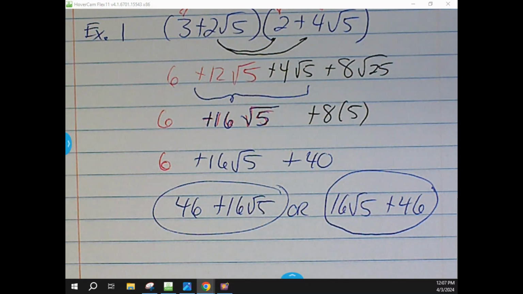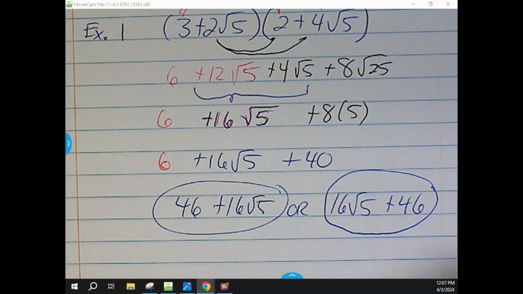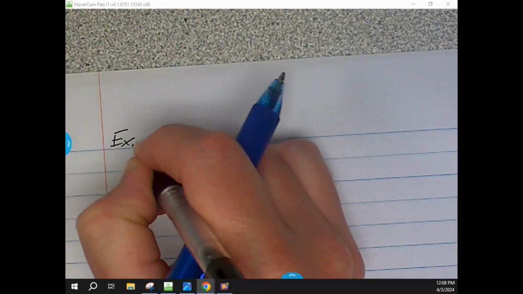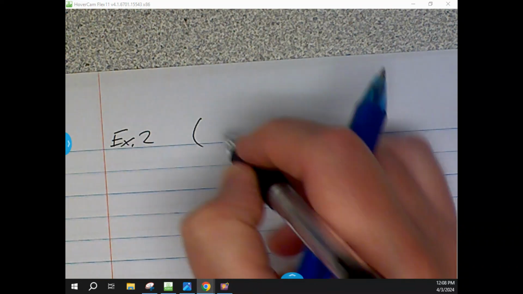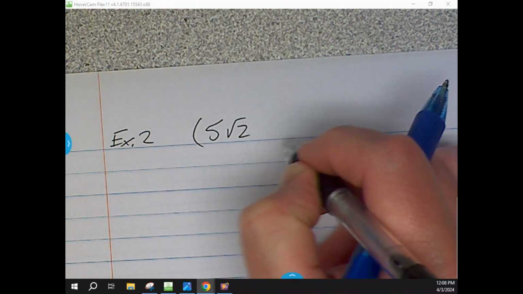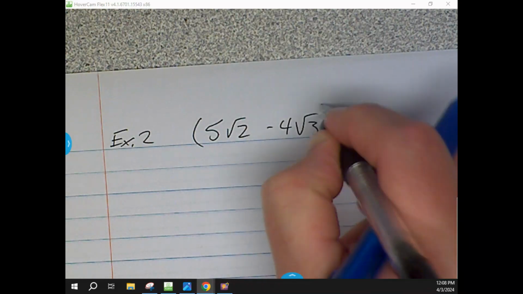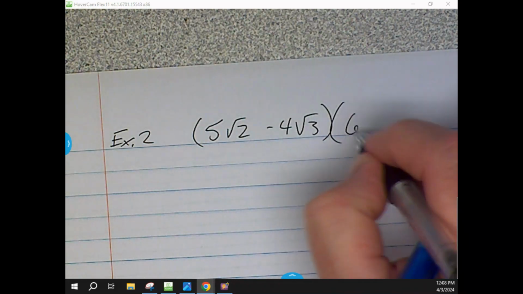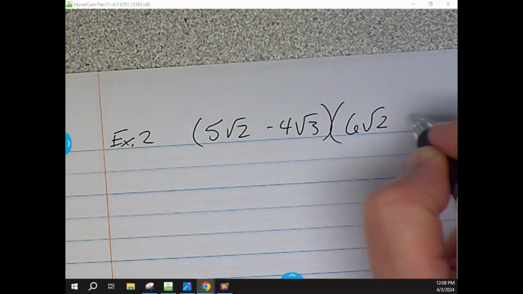All right, let's do at least one more multiplication. Make sure everybody's okay with it. All right, so for this one, let's do one with radicals everywhere. Let's do 5 square root of 2 minus 4 square root of 3, times 6 square root of 2, and then 7 square root of 3.